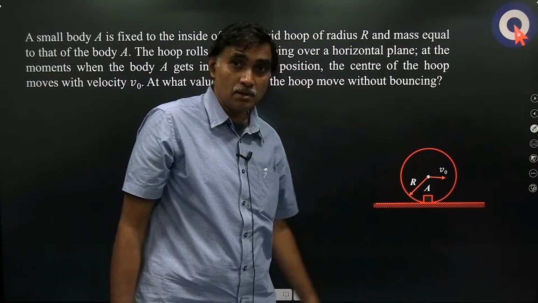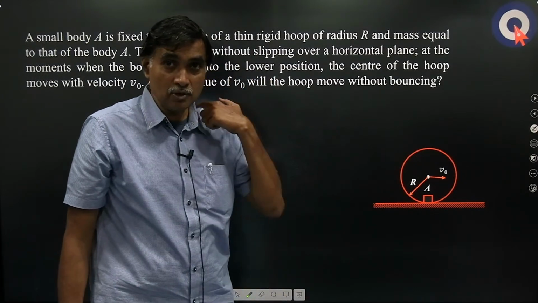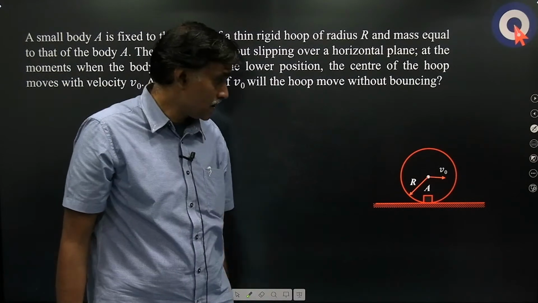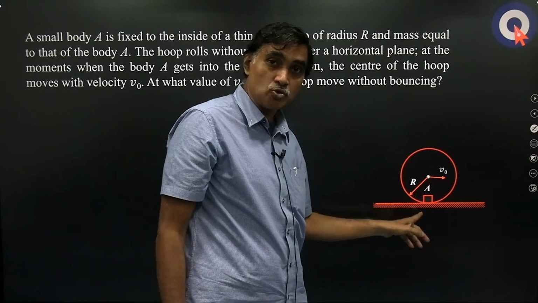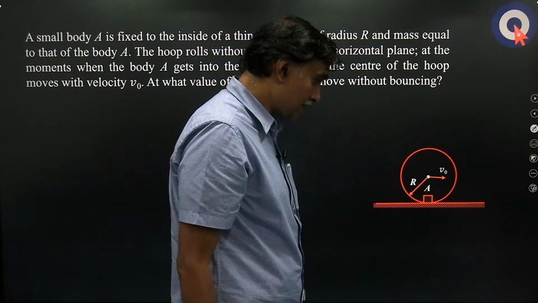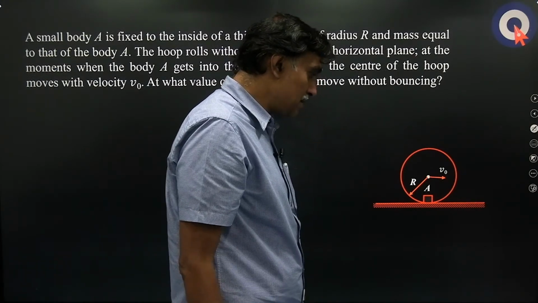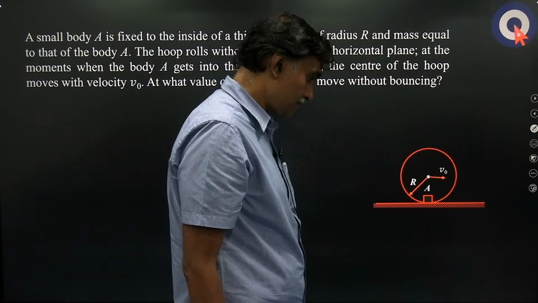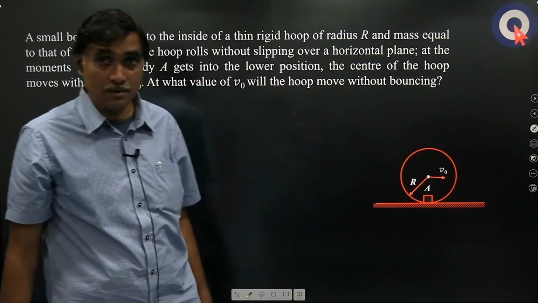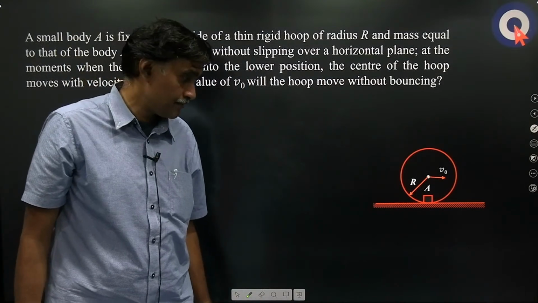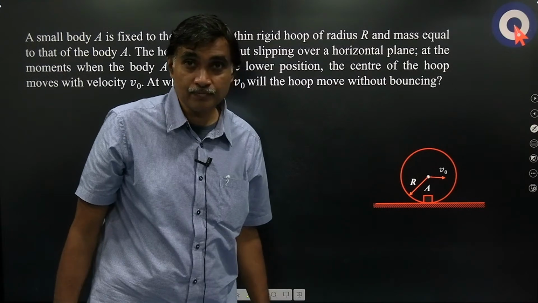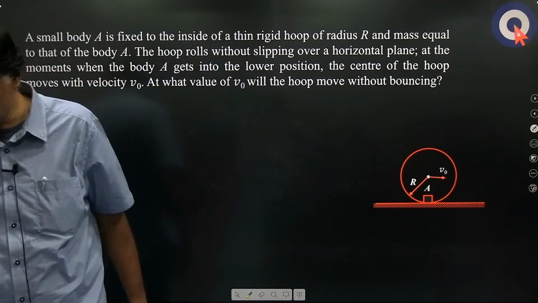Hoop moves without bouncing. Okay. Will you try by taking 3 minutes? This is a problem for IIT only actually. This is a small particle which is fixed to the hoop. Hoop means circular ring. Take 2 minutes or 3 minutes, you try once, all of you. I will add 1 or 2 questions to this, okay. Same problem. You take 2 or 3 minutes and try, all of you.